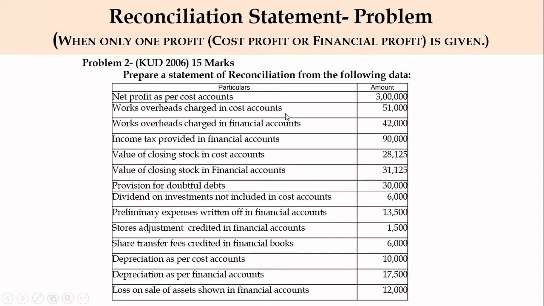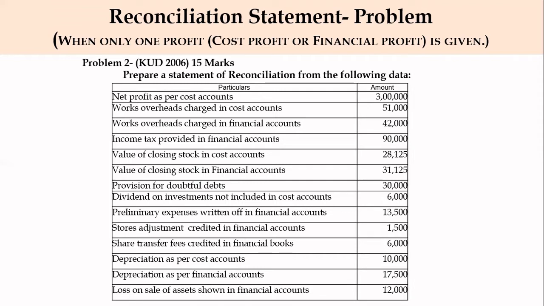Works overhead charged in cost account, it is 51,000. Works overhead charged in financial accounts, it is 42,000. So both the overhead charges are being given in this problem. Now what you have to do is you have to compare. So in which books it is overcharged.